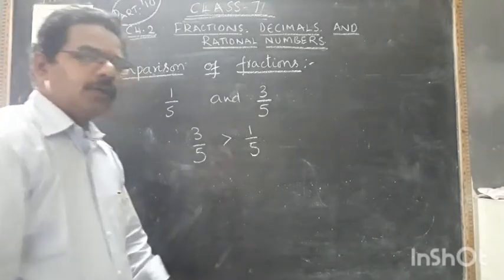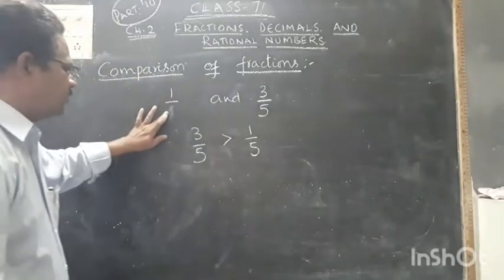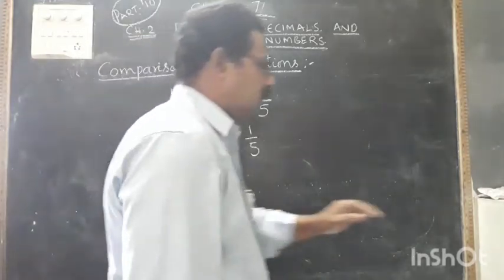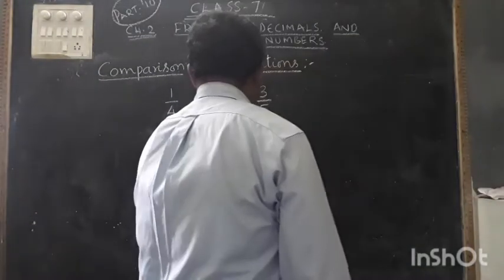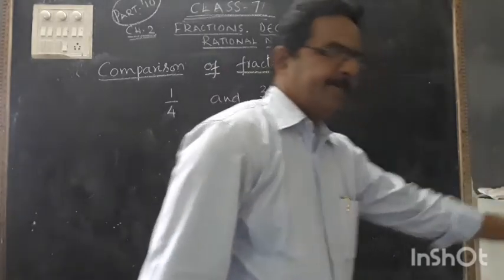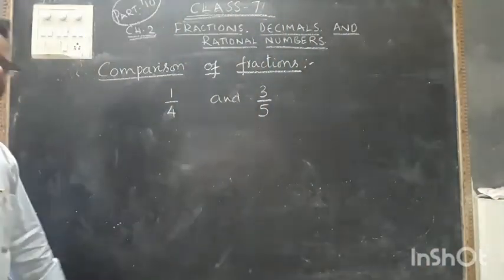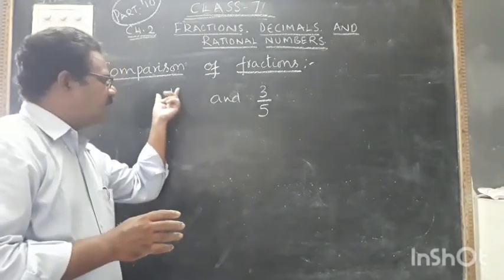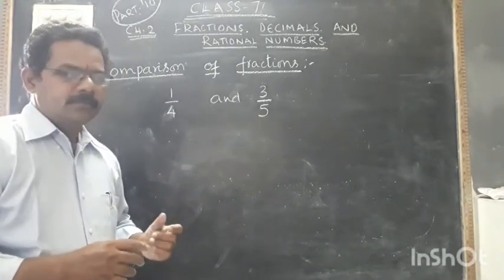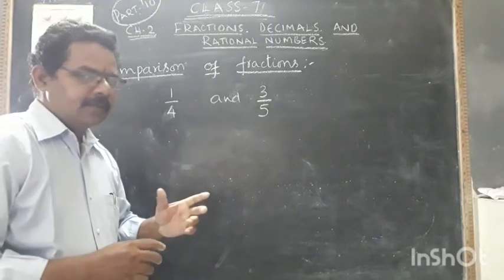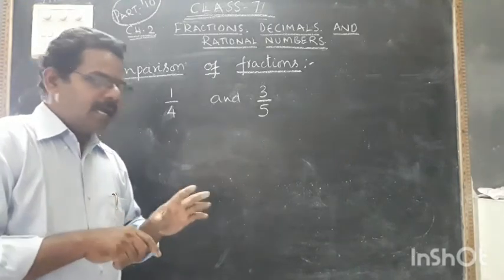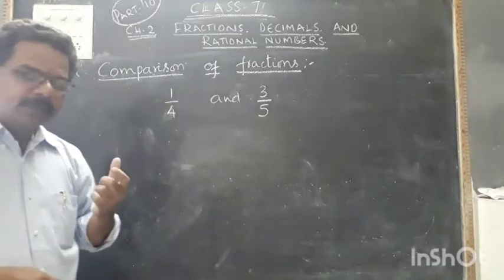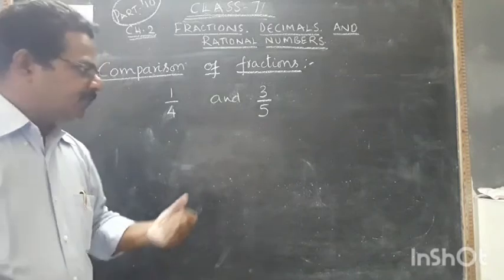Suppose I have given you two unlike fractions. Here I have given you 1 by 4 and 3 by 5. I asked you to find out which one is bigger and which one is smaller. What is the meaning? In a whole object, I made it into 4 parts, I have taken 1 part. Okay, just imagine. Whole object, I have made it into 4 parts, I have taken 1 part. That 1 part is with me.